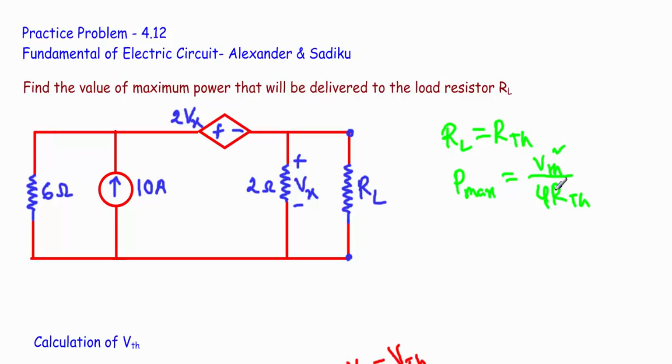Okay, 4 RTh. That means at first I have to find the Thevenin voltage. After that I have to find the Thevenin resistance. So to find the Thevenin voltage, at first I have to remove the load resistor across this A and B terminal. Okay, let's see how I do that.